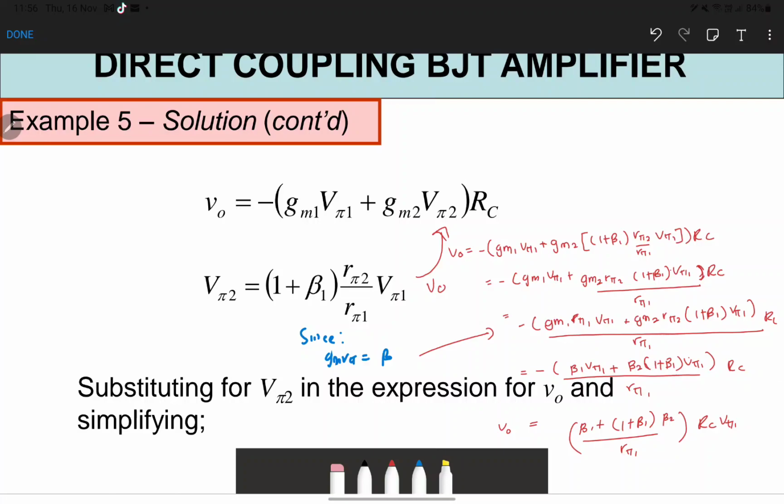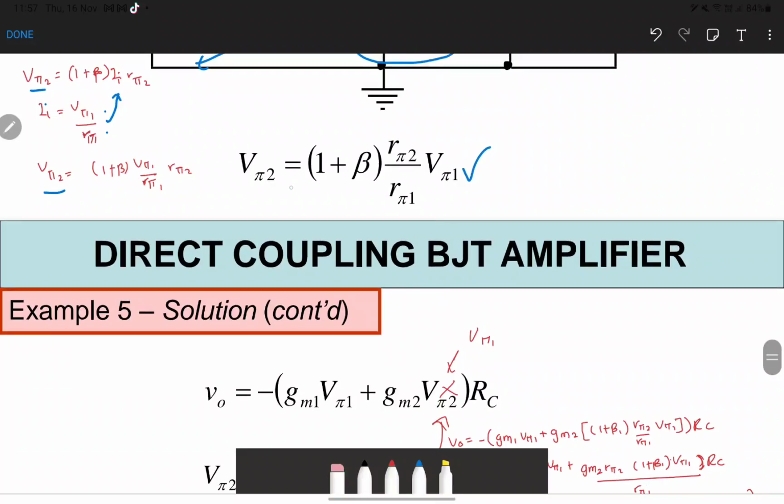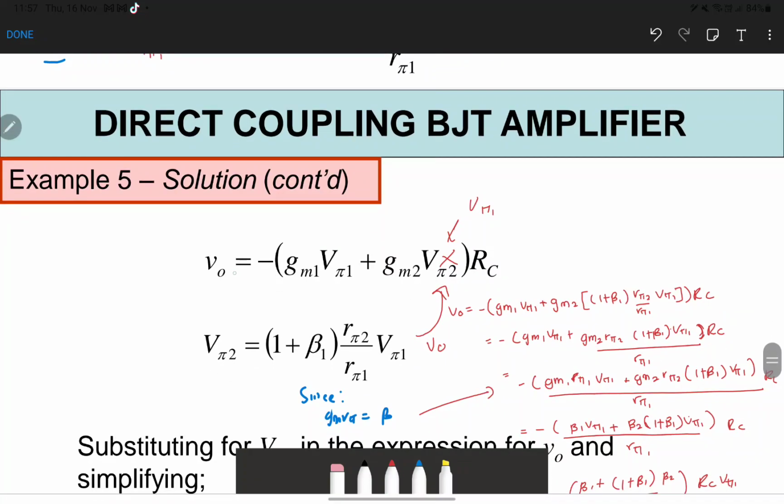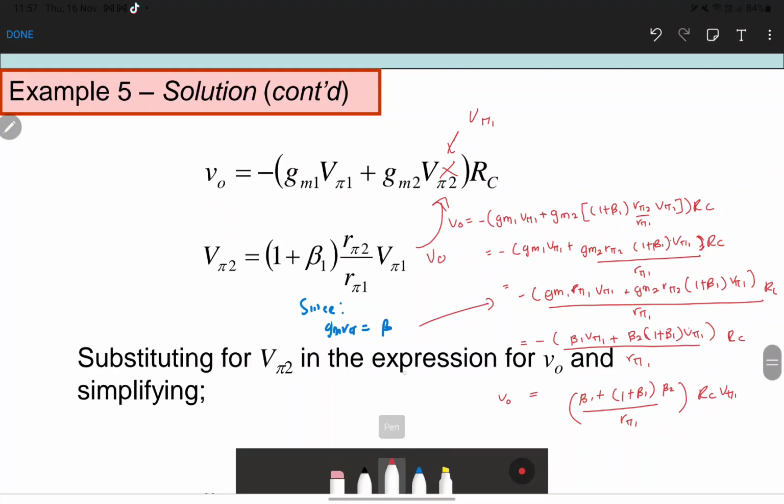Since at our V out we also have V pi 2, the motivation here is that we want to use only one term of V pi. So now we want to eliminate V pi 2 and become V pi 1. We replace it using the equation that we found, the relation between V pi 2 and V pi 1. So for the V out equation, we only have V pi 1 after inserting these relations.